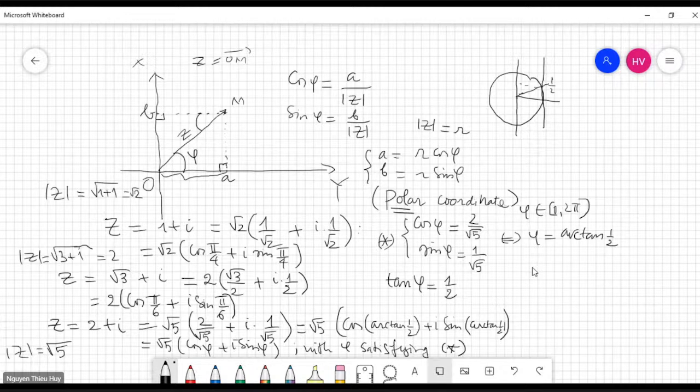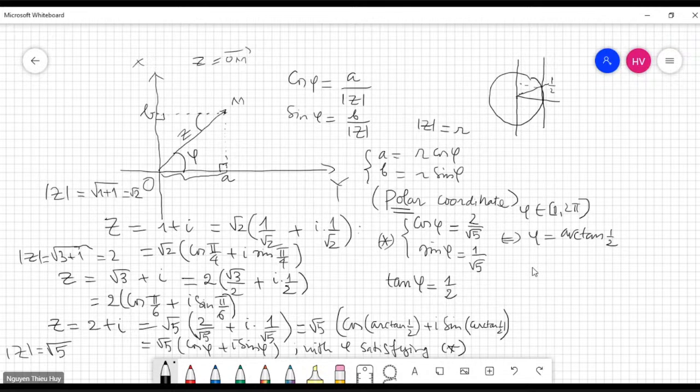This is enough now. Actually, sometimes you don't want to write out what phi is, because phi is so ugly, you know? Because we know this system determines phi uniquely. If we consider phi only on the interval from 0 to 2 pi, then it's unique, you know? Okay, this is another way to write out complex numbers in polar form.